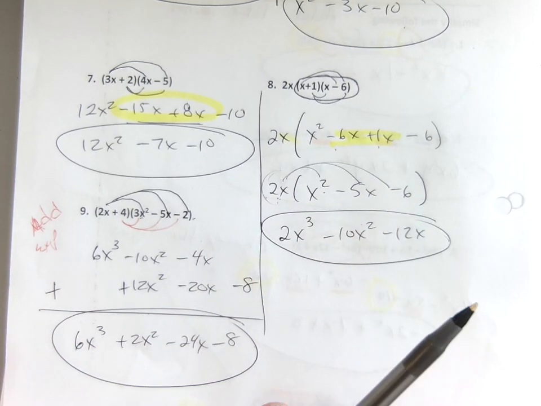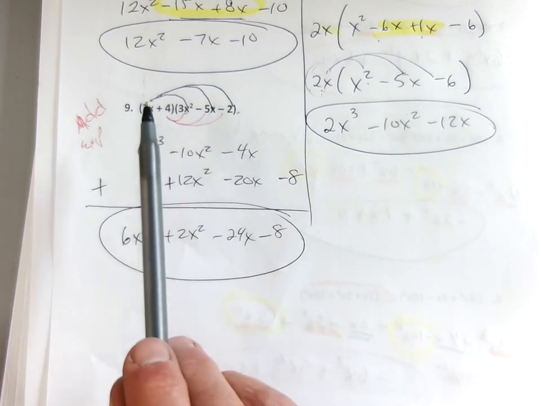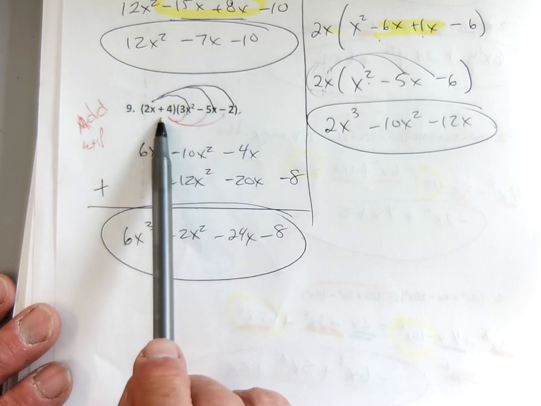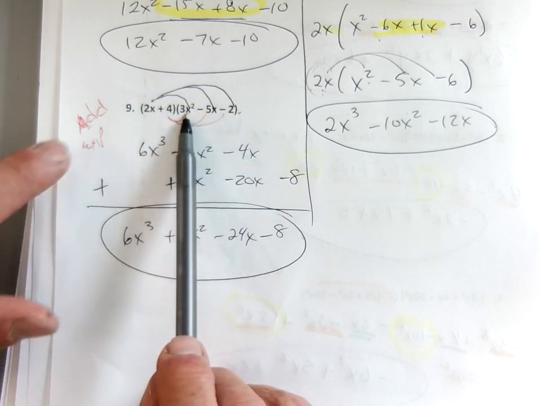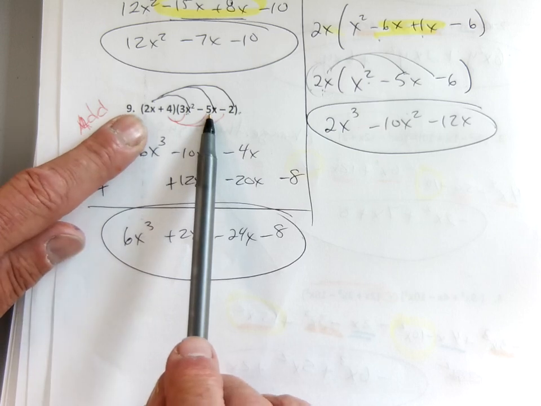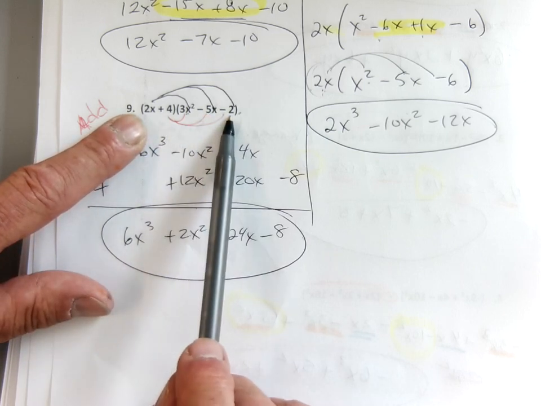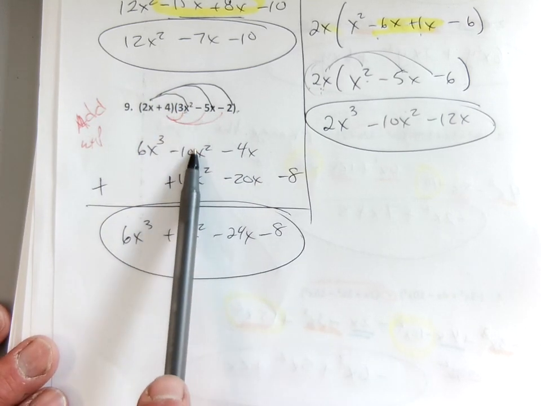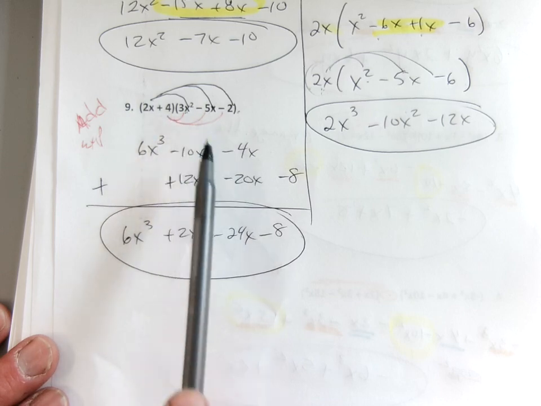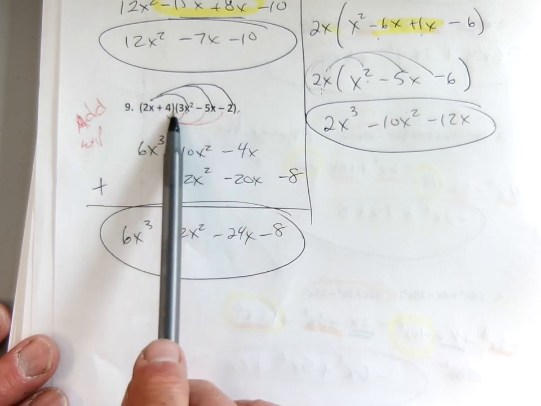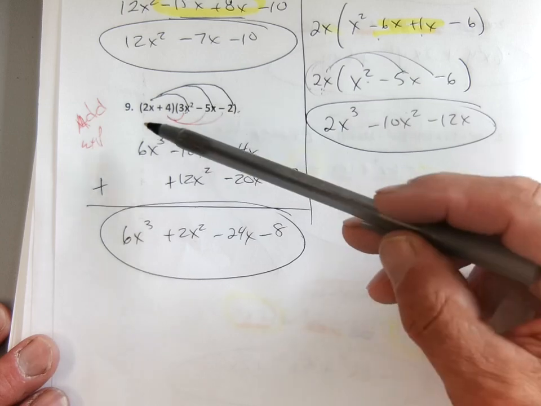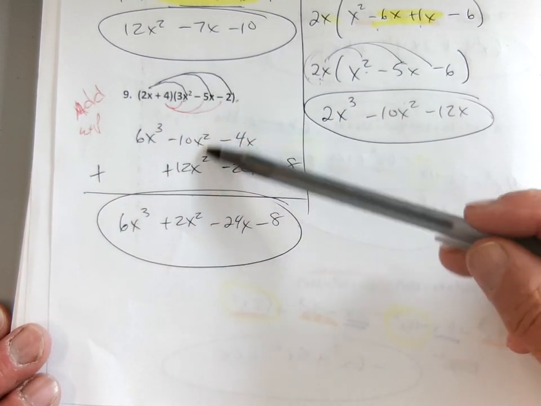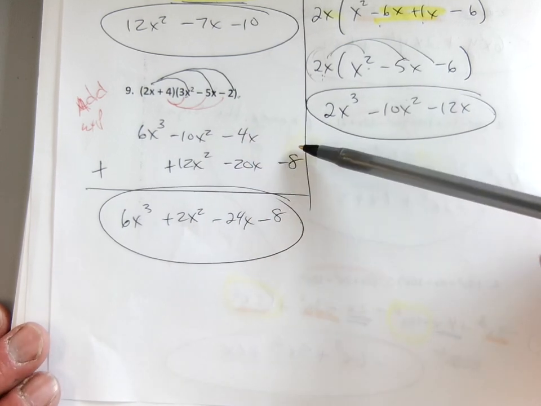Okay. Last but not least, it's just a bigger version of FOIL. 2x is multiplied times all 3 of these terms, and the 4 is multiplied times all 3 of these terms. So there's a 6x cubed, a minus 10x squared, a negative 4x, and then a 12x squared, and I like to put it there so I line them up. Negative 20x, I'll put it there so I line them up, and then I get a negative 8. By lining them up, when I add, it's very easy. 6x cubed, positive 2x squared, negative 24x, and negative 8.